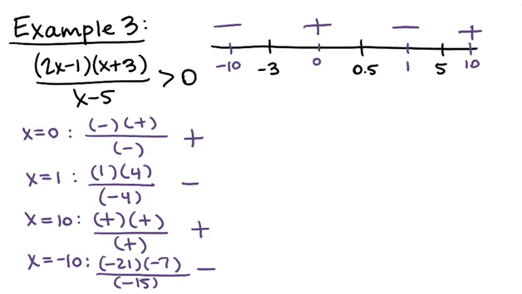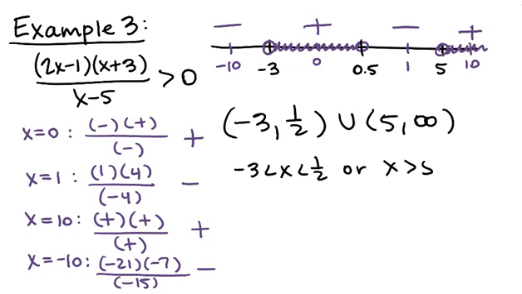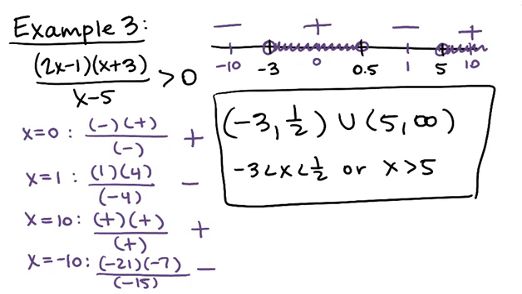All right. And so if I'm interested in where this thing is positive, that's this interval here, I'm saying plus sign, and then this one out here. So the solution region is going to be -3 up to 1/2 union 5 to infinity. You can write it as an interval. If you'd rather write it as an inequality, you could say -3 is less than x is less than 1/2, or maybe x is greater than 5. Both of these mean the same. So however you like it.